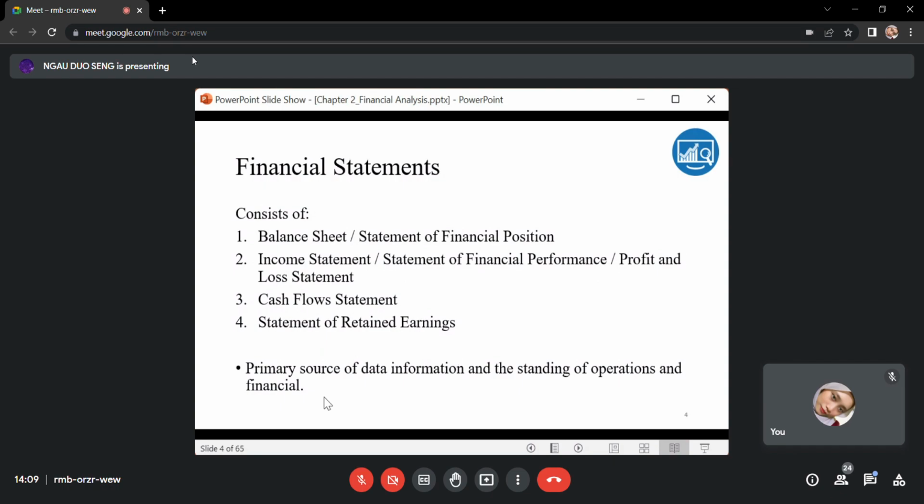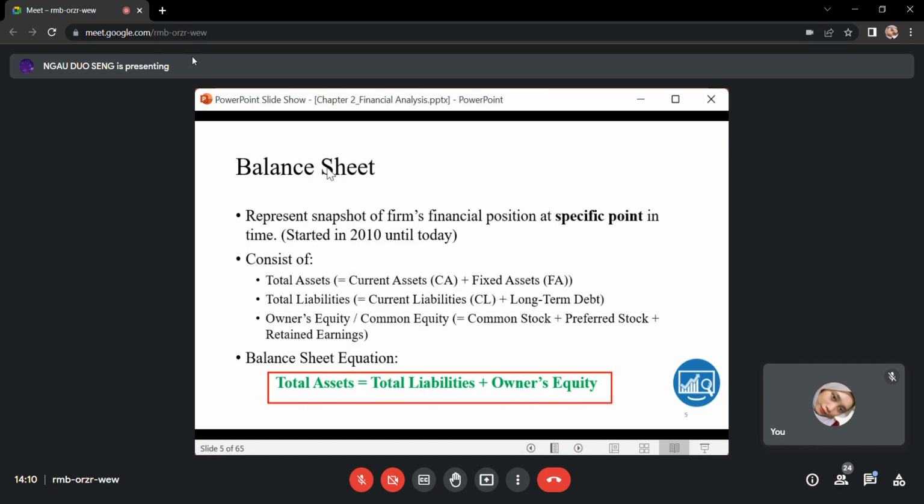This is the primary source of information on the standing of operations and finances. These are the 4 major statements, yang paling penting, that we normally refer to, right? Next, we have the balance sheet. So here kita ada balance sheet.